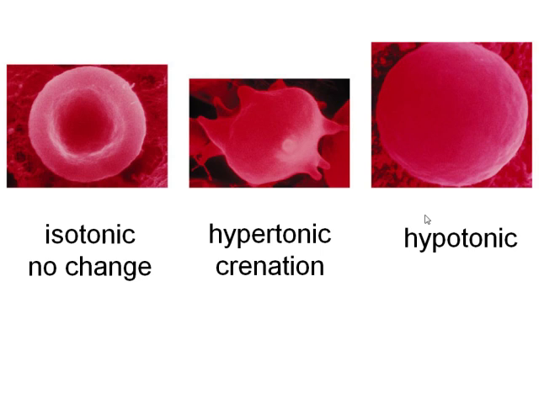And here we have the same blood cell in a hypotonic solution. Remember, here the solution is more dilute than the inside of the cell, so water moves into the cell to dilute the concentration of the cytoplasm. There you see the cell swelling up, and if it takes on enough water, it will rupture or lyse.